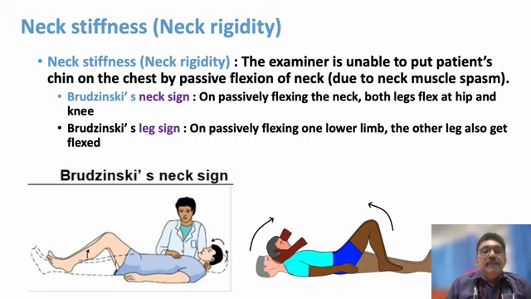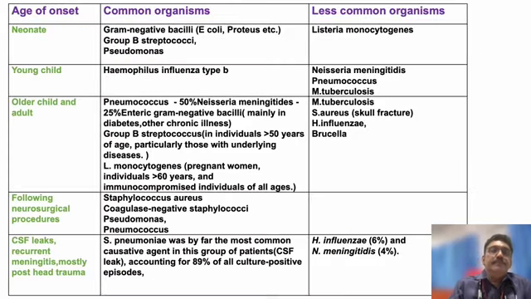For neck stiffness, you can examine the neck. The examiner tries to flex the neck and feels resistance, and while flexing the neck you can see the hip joint also flexes. The same thing when we try to flex the hip joint, you can see the neck also flexes. This is called Brudzinski's neck sign or Brudzinski's leg sign. Most important is stiffness to neck flexion, called nuchal rigidity or neck rigidity. This is classical for meningitis, and it is also seen in patients who have subarachnoid hemorrhage.